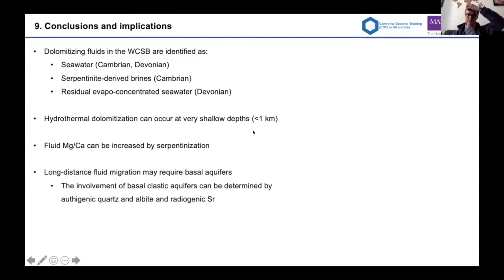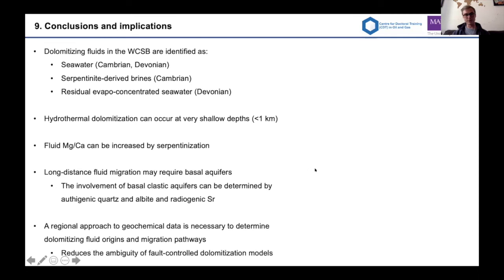Long-distance fluid migration may require basal aquifers, and the involvement of these aquifers can be determined by authigenic quartz and albite and radiogenic strontium. And then a regional approach to geochemical data is necessary to determine the fluid origins and migration pathways, which ultimately reduces the ambiguity of fault-controlled dolomitization models.